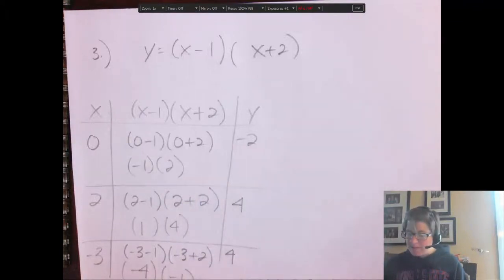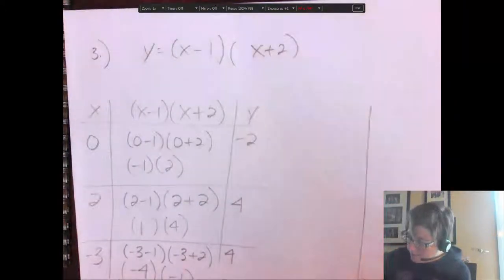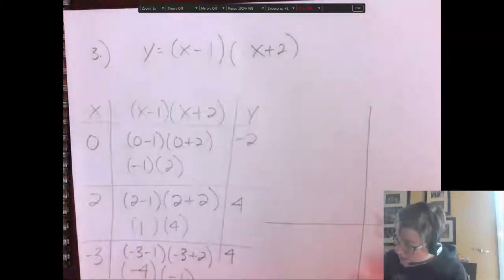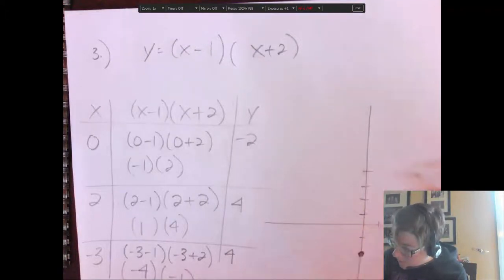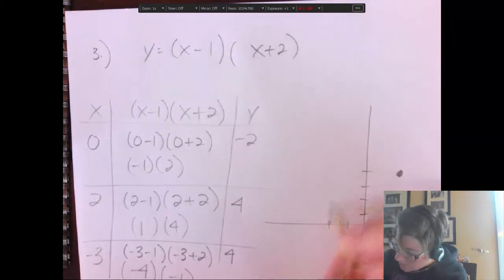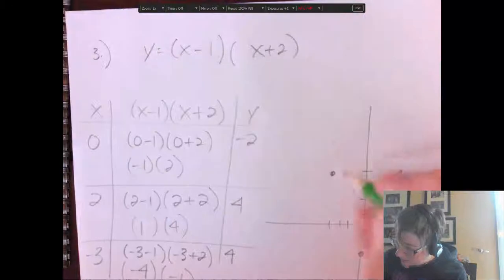Anyway, here's our graph. Let's graph this. I don't have a ruler with me today. That's okay. (0, -2) is here. (0, -2). (2, 4): 1, 2, 3, 4. (2, 4). And -3: 1, 2, 3. (-3, 4): 1, 2, 3, 4. It goes up like that, and you could see the graph from here.